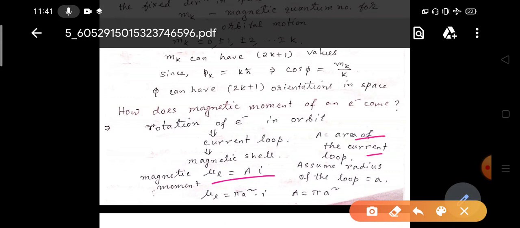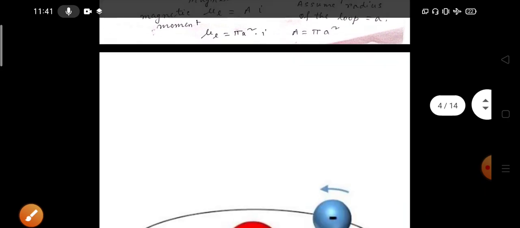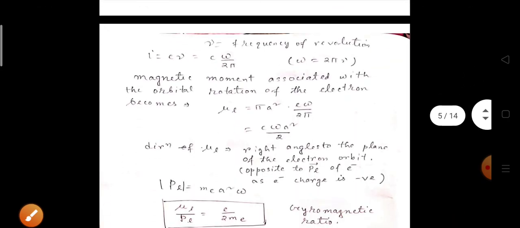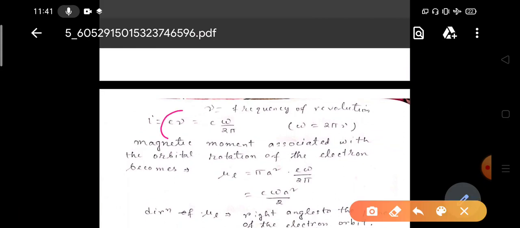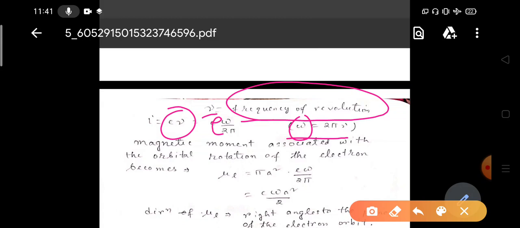To find the area, we need the radius of the loop. Suppose the radius of the loop is a, so the area will be pi a square. So mu l will be pi a square into I. Now I, the current, is charge per unit time, or charge into frequency, charge into nu, that is the frequency of revolution, or we can write omega equals 2 pi nu. So nu we can write as omega by 2 pi, where omega is the angular frequency, so we can write I as e into omega divided by 2 pi.